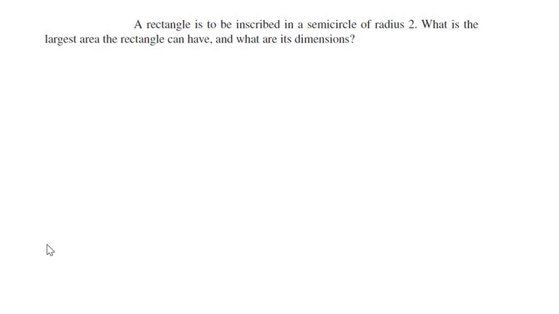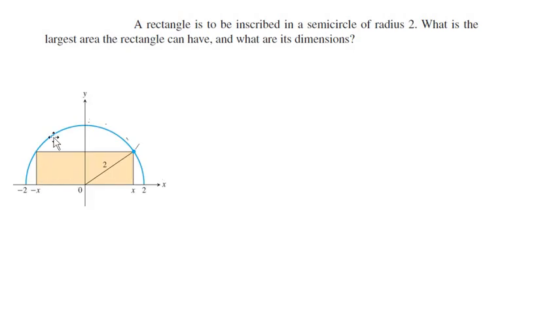So the next question is, a rectangle is to be inscribed in a semicircle of radius 2. What is the largest area the rectangle can have, and what are its dimensions? So the question is, there is a rectangle inside a semicircle. This is the picture. We say the radius is 2, and we have this side as x and this side as x.